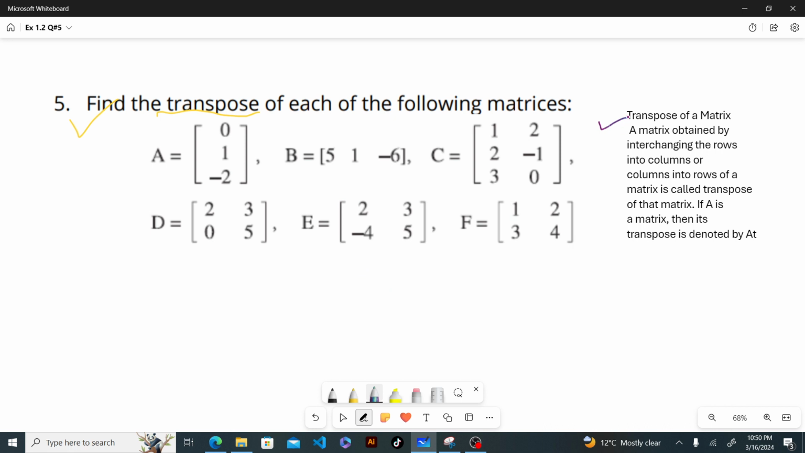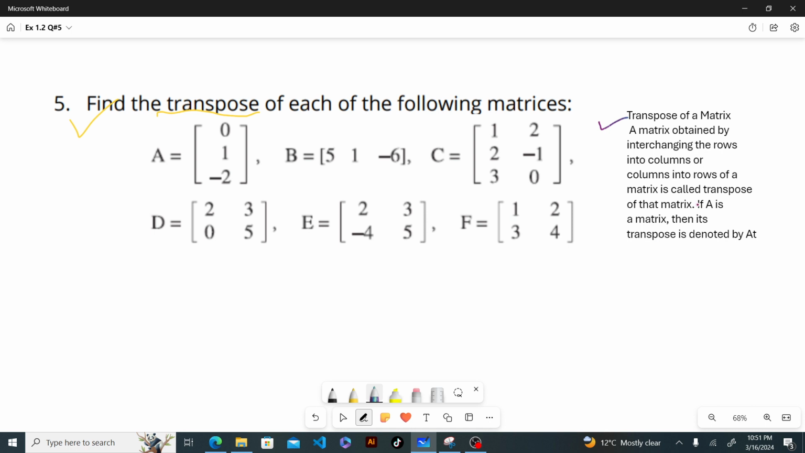Let me read it first. Transpose of a matrix A: the matrix obtained by interchanging the rows into columns or columns into rows of a matrix is called the transpose of that matrix. So if we have a matrix and we interchange its rows into columns, or its columns into rows, then the matrix obtained will be called the transpose of the matrix.